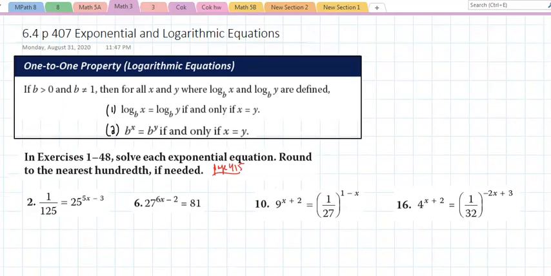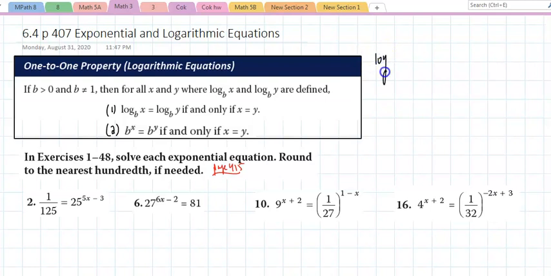Section 6.4 is on page 407, and it talks about exponential and logarithmic equations. So here's where we're going to deal with equations and solve, and that's pretty much what we need in the next section to solve all of these applications. We already know about the definition.